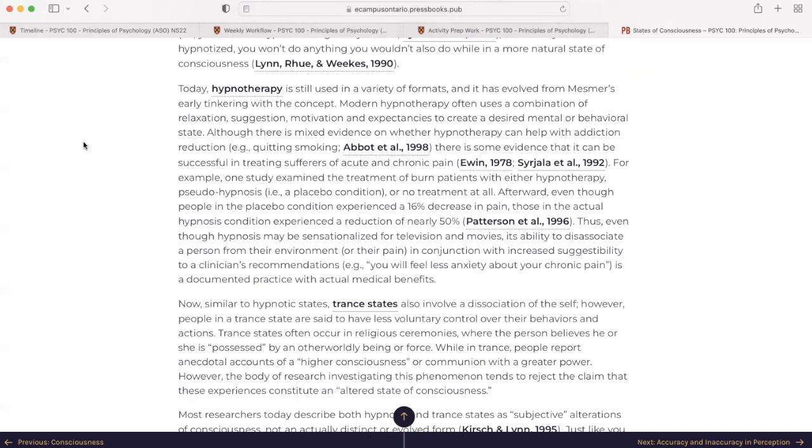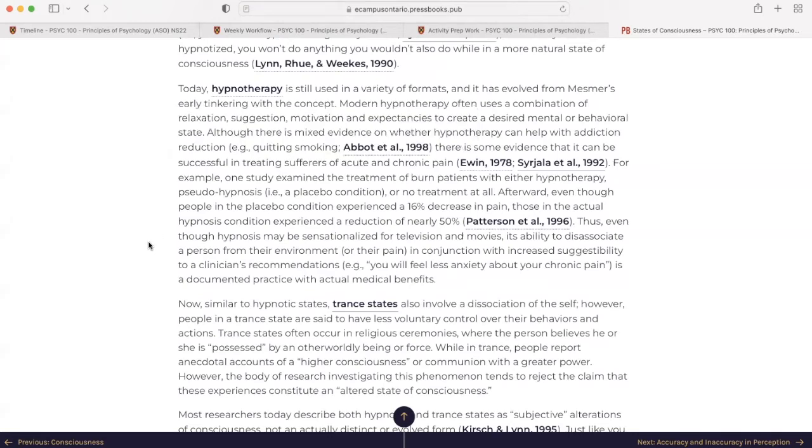For example, one study examined the treatment of burn patients with either hypnotherapy, pseudo-hypnosis, a placebo condition, or no treatment at all. Afterward, even though people in the placebo condition experienced a 16% decrease in pain, those in the actual hypnosis condition experienced a reduction of nearly 50%. Thus, even though hypnosis may be sensationalized for television and movies, its ability to disassociate a person from their environment or their pain, in conjunction with increased suggestibility to a clinician's recommendation, is a documented practice with actual medical benefits.